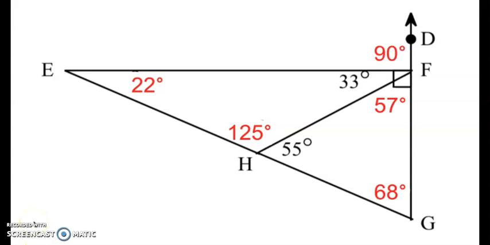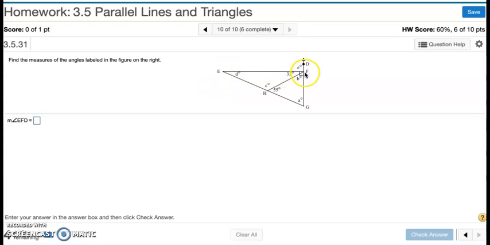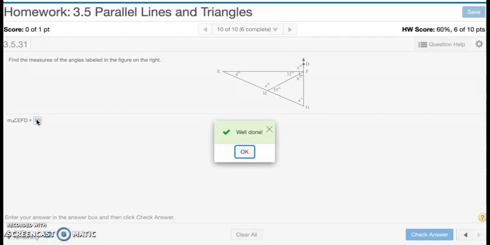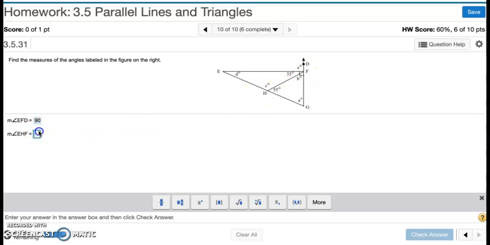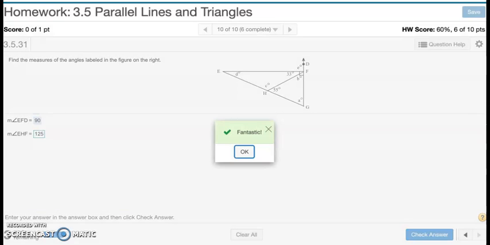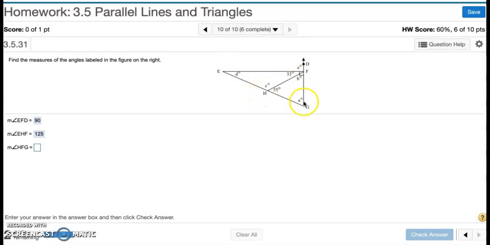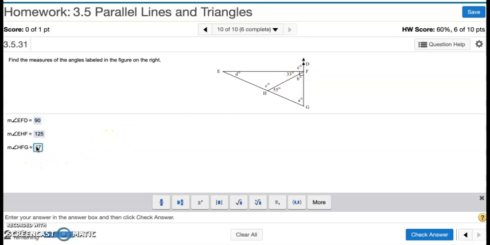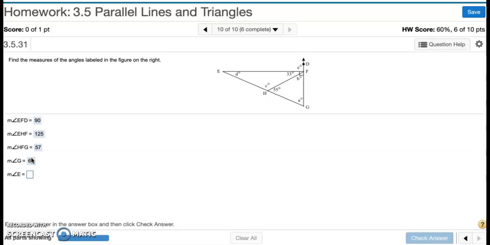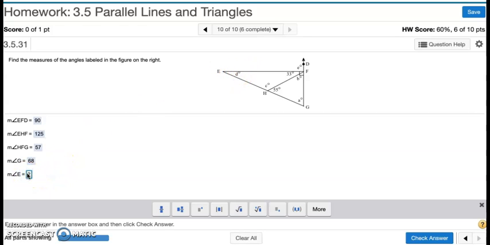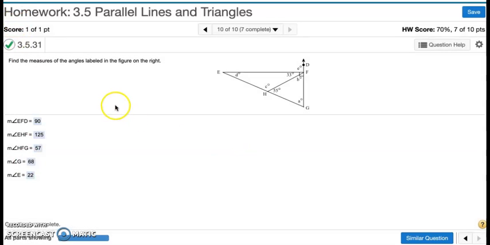Now we know what angles A, B, C, D, and E are, so let's type them in. E, F, and D is angle E, so that's going to be 90. E, H, and F is C, and that's going to be 125. H, F, and G is angle B, and that's 57. Angle G is A, which is 68. And angle E, which is D, is going to be 22. And that's number 10.